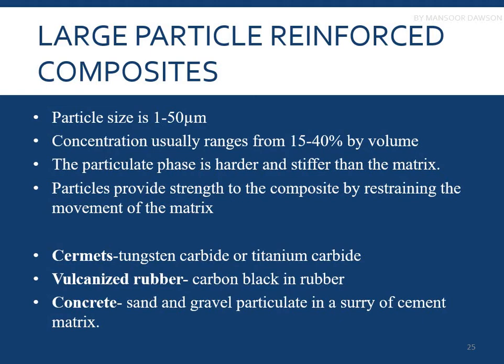The particles provide strength to the composite by restraining the movement of the matrix. So if there is a high amount of stress on the composite, that stress would be transmitted to the particle phase or the reinforcement, and that would restrain the movement of the matrix. It would resist the straining of the matrix. Examples are tungsten carbide ceramics, titanium carbide, vulcanized rubber, and concrete.